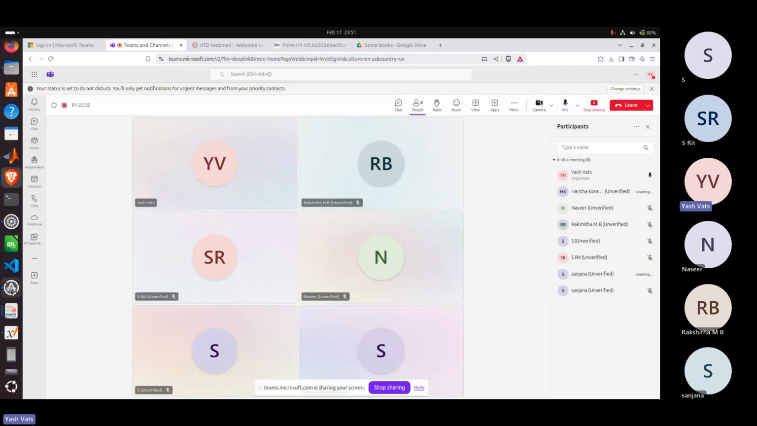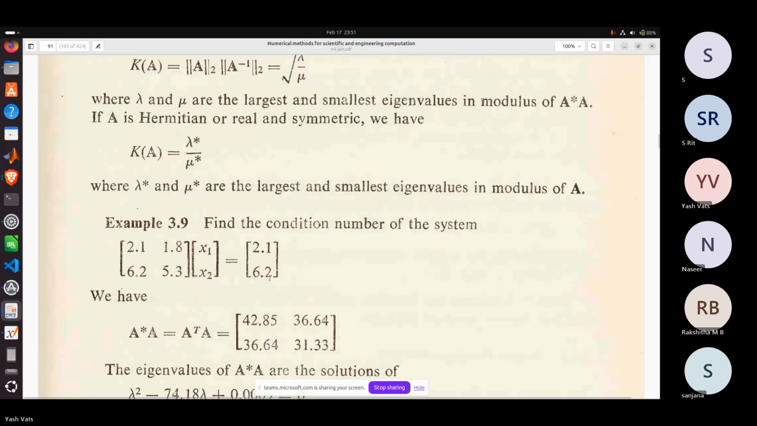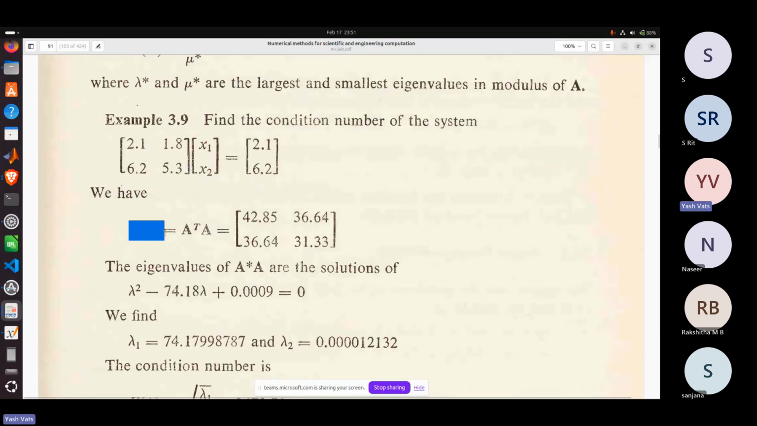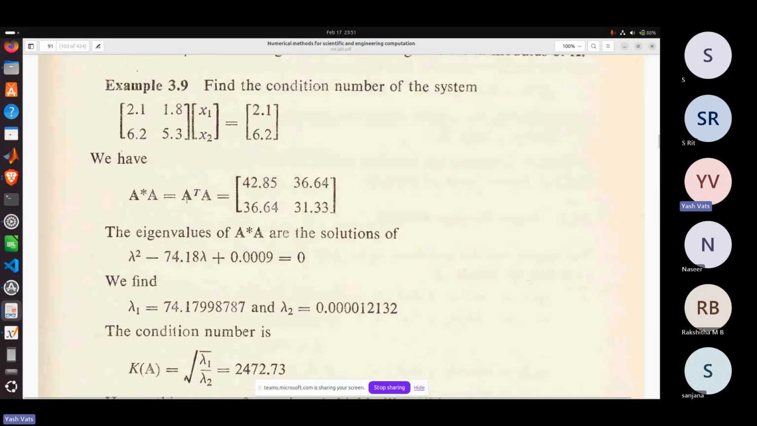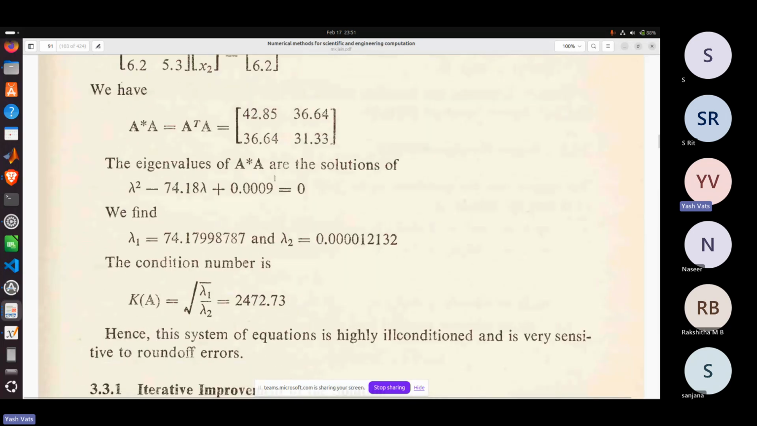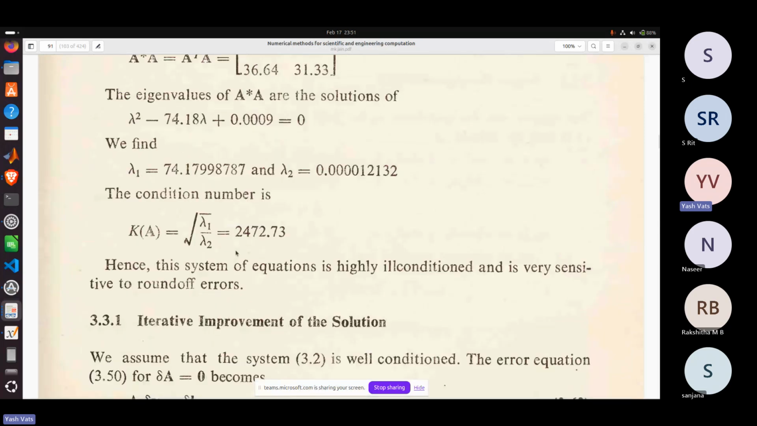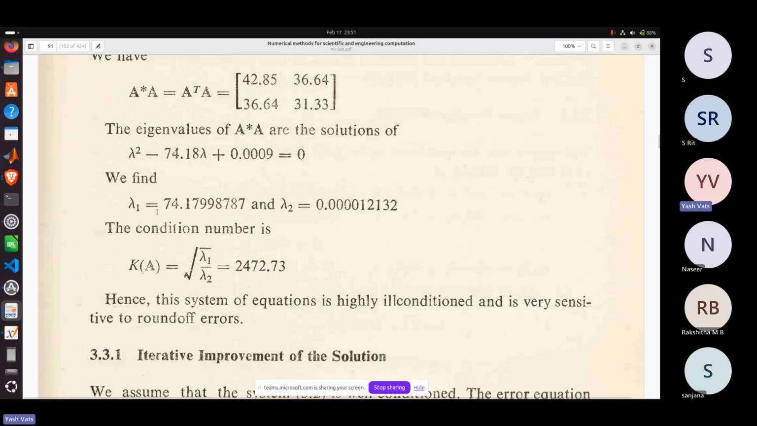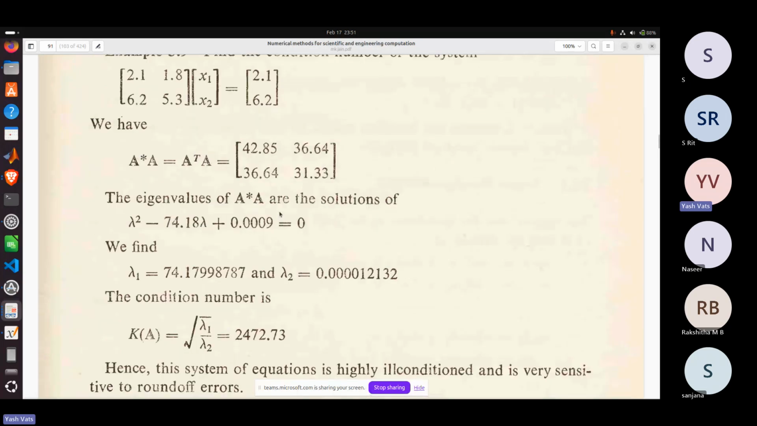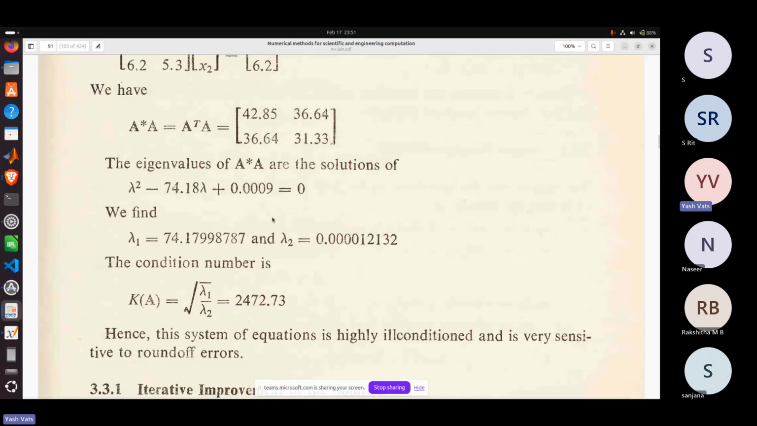Have you tried this, everyone? You just try to calculate A star A, which is just A transpose A, and you know how to multiply two matrices. You know how to calculate eigenvalues as well, so calculate lambda 1 and lambda 2. The condition number is this one.